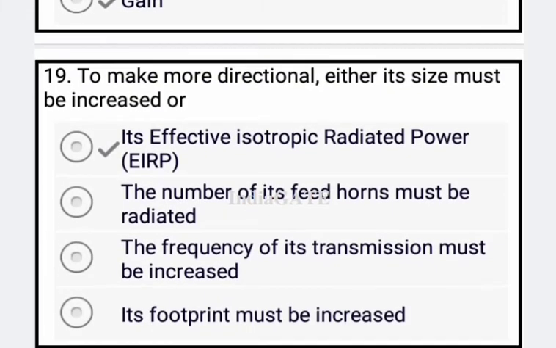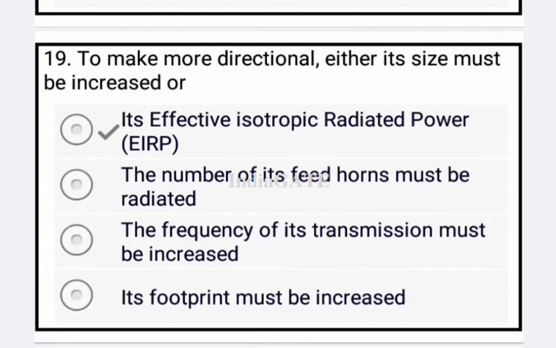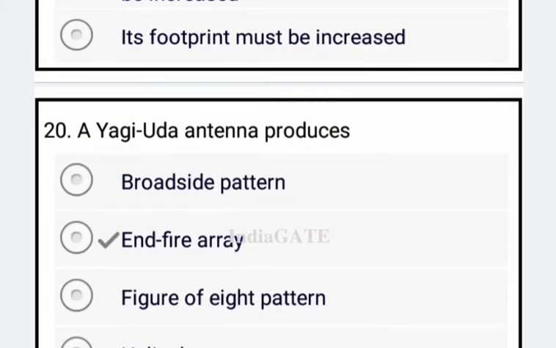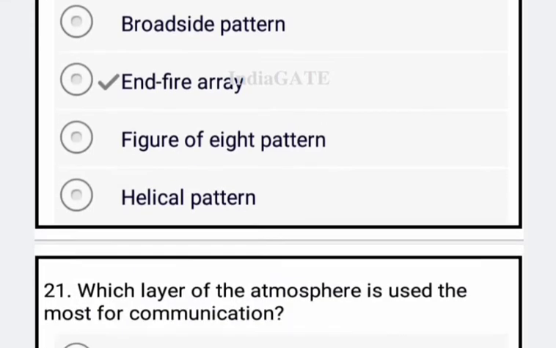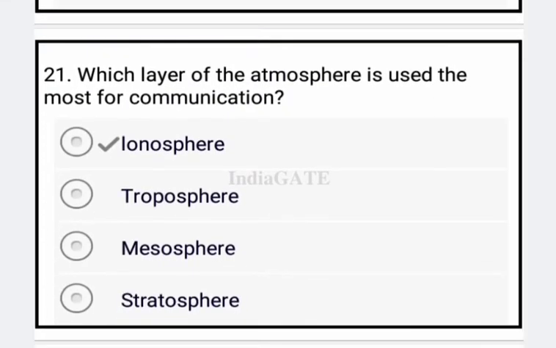Next question. To make an antenna more directional, either its size must be increased or its effective isotropic radiated power. So option A is your correct answer. Now come to the next question. A Yagi-Uda antenna is produced in an end fire array. So option B is your correct answer. Next question. Which layer of the atmosphere is used most for communication? So the ionosphere is mostly used for communication. So option A is your correct answer.